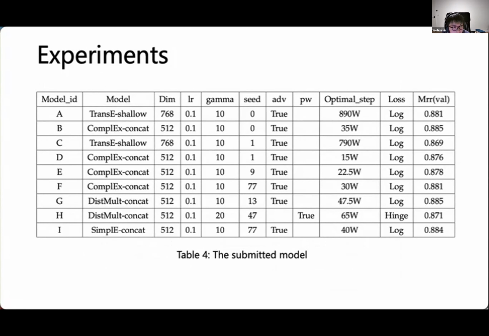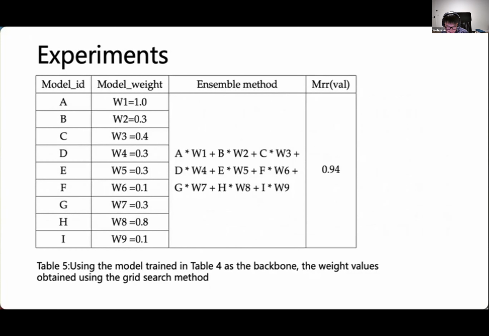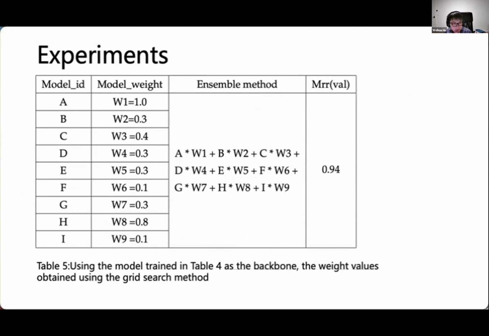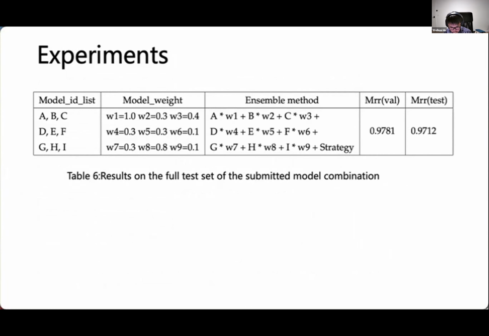And table 4 shows the model and the parameters we finally submitted. We use the grid search to find the weighted complementary model. After about 1,000 evaluations, we select the weights shown in table 5. And table 6 shows the results on the final test set of the submitted model combination.